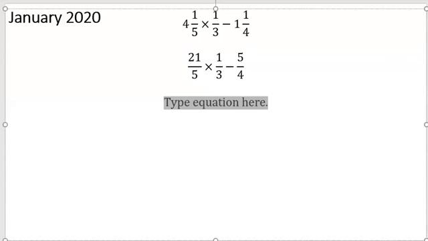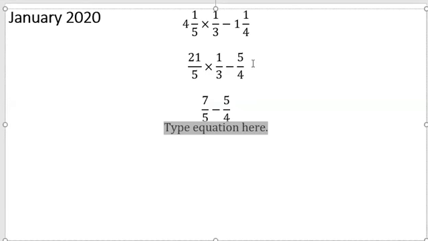And now we're going to go ahead and do the multiplication portion. So we're going to simplify. 3 into itself goes 1 time, 3 into 21 goes 7 times. So what I'll have now is 7 multiplied by 1 to give me 7, and 5 multiplied by 1 to give me 5, minus 5 upon 4. And from this fraction, I will now need to find our LCM, which is 20.